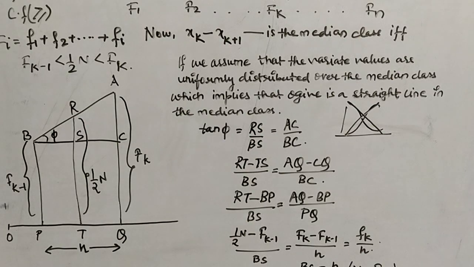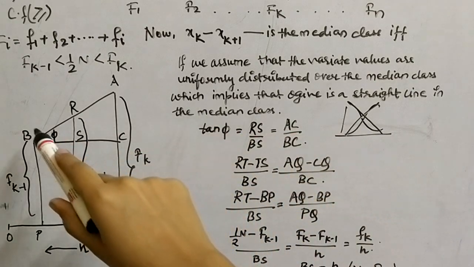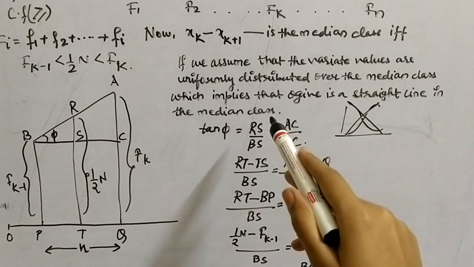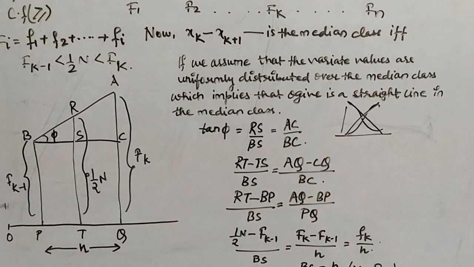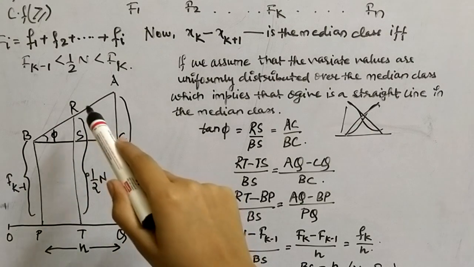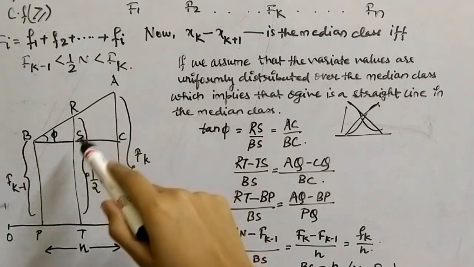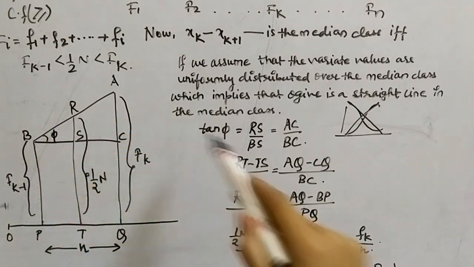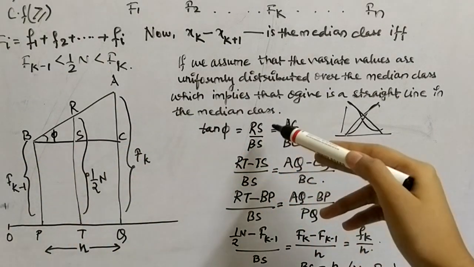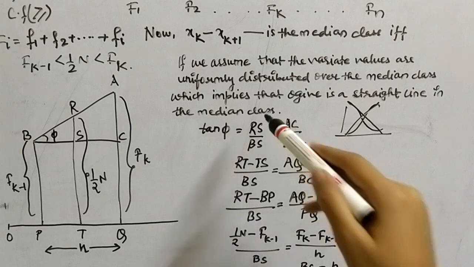Moving forward to the diagram, we have made this angle phi. Now tan phi is equal to RS by BS. How is it so? Because the formula for tan is perpendicular by base. So this is the angle, and the side in front of the angle is always the perpendicular, so RS by BS. Similarly, AC by BC. Now how can we calculate RS?